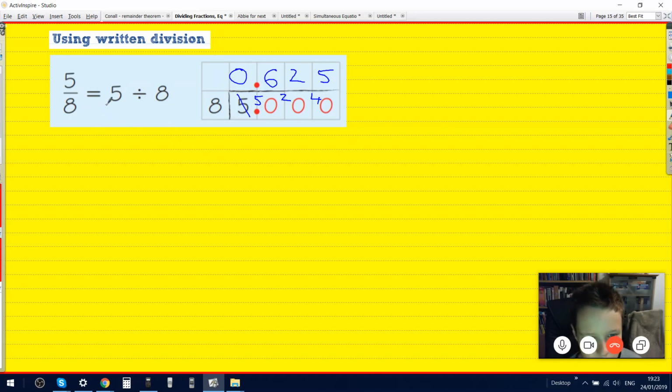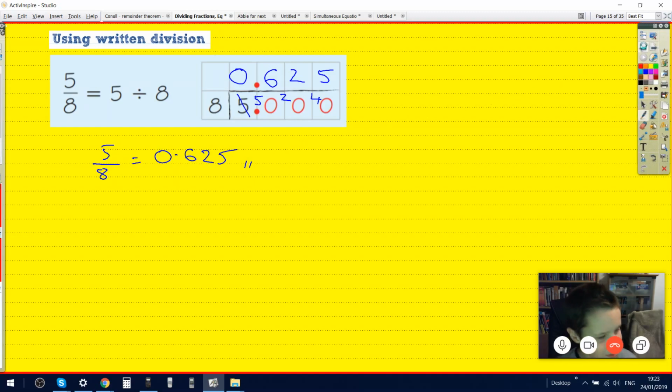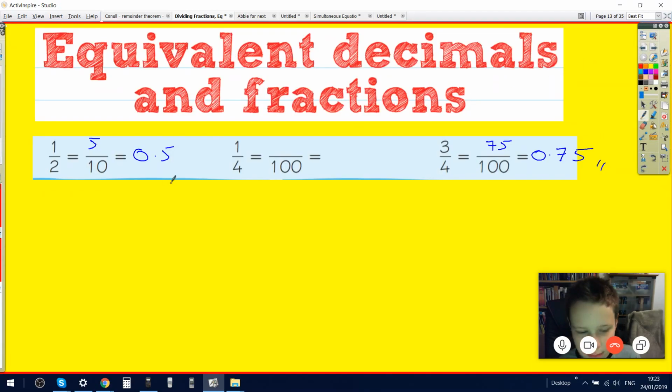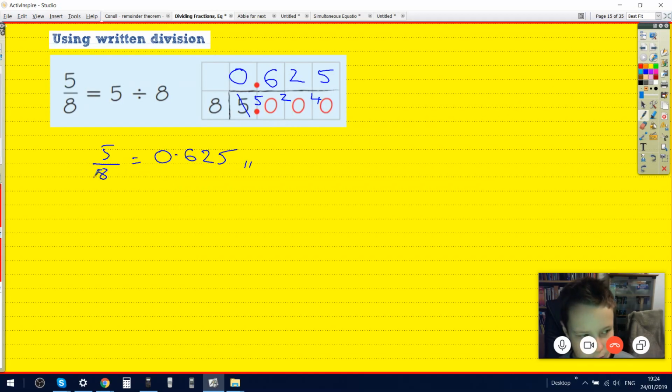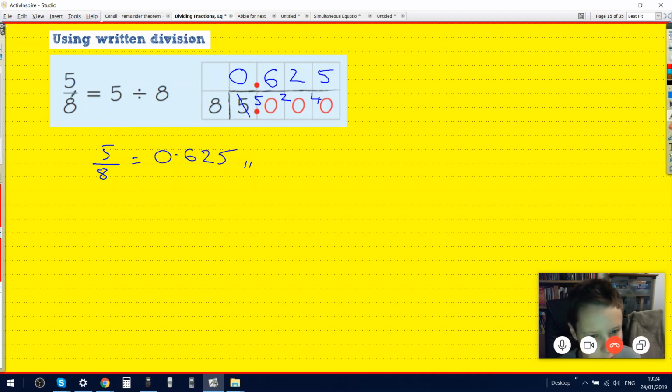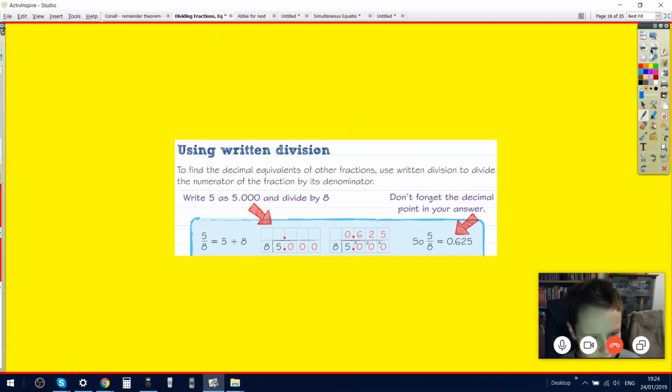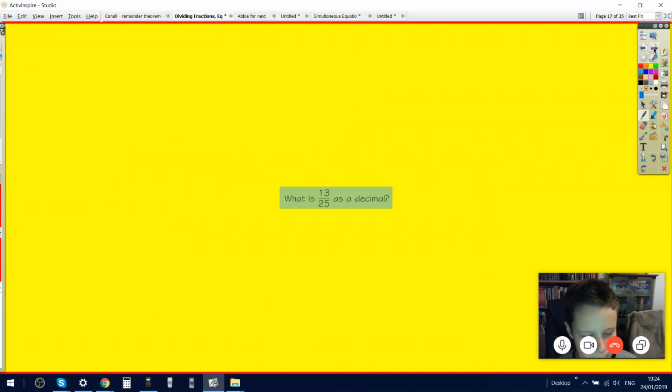And so what is 5/8 as a decimal? 0.625. That's it. So sometimes if you want to change a fraction into a decimal, you write it over 10 or 100, and that's easy enough. If you can't easily write it over 10 or 100, you just use the bus stop method and divide it, 5 divided by 8, and get it that way.